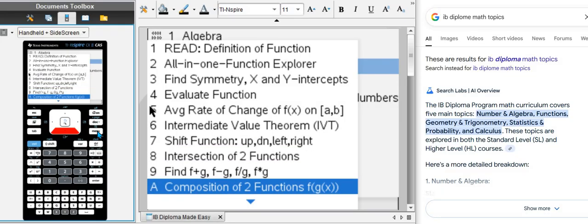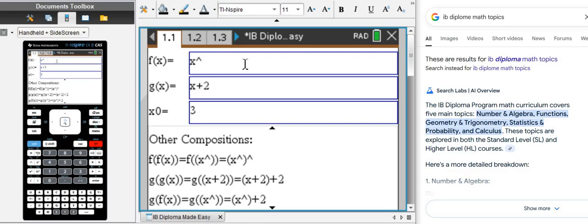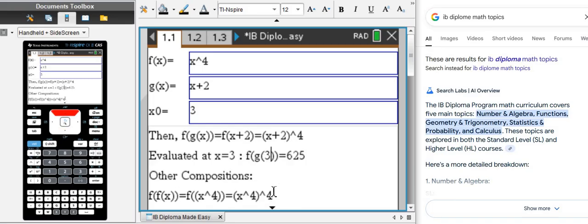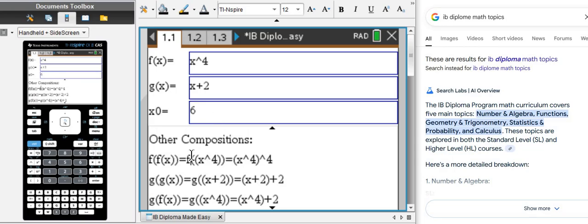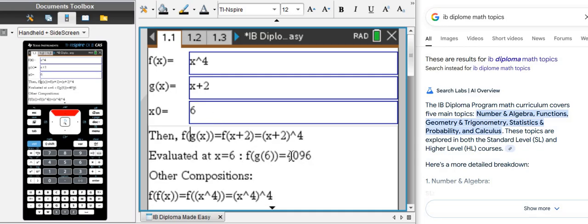Find intersection, find a composition of 2 functions. Enter your 2 functions of your choice, like x to the 4 and x plus 2, and then you can see all the compositions of the 2 functions, f of g, f of f, and g of g, can be found right here. Okay, f of g, you can see step by step the x plus 2 function is plugged into the f function, and you end up with this. This is optional: you can also plug in a value for x into the composition, and here is going to be your answer. Okay, so that was functions.